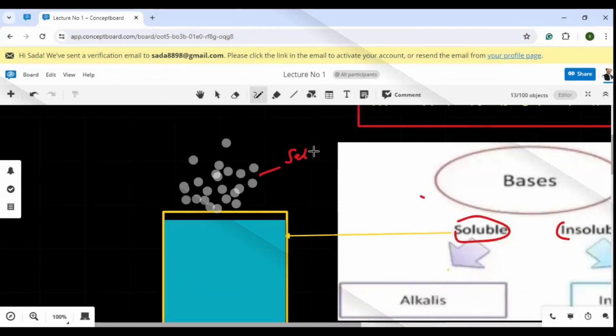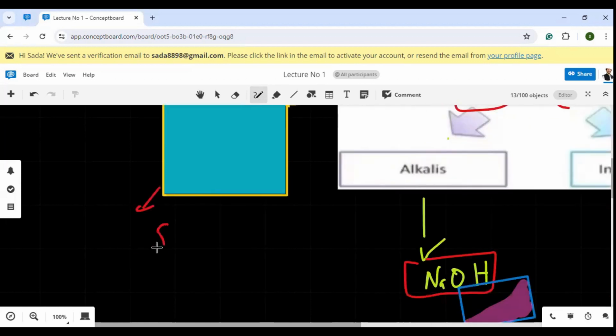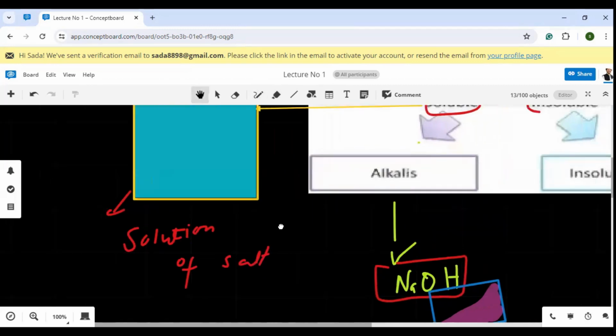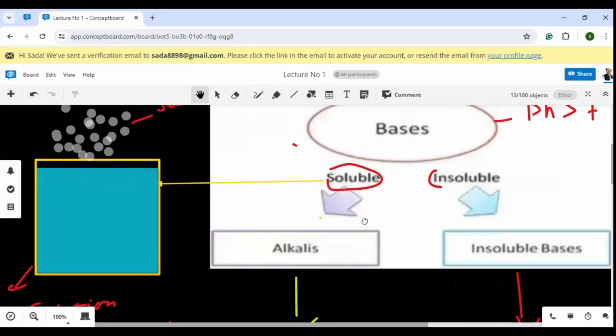When we add the salt into water, the resultant is a solution of salt. The salt is able to dissolve in water because salt is polar and water is also polar. Both are polar, so salt has the ability to dissolve in water.